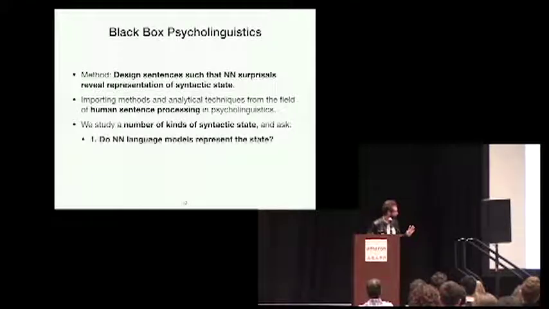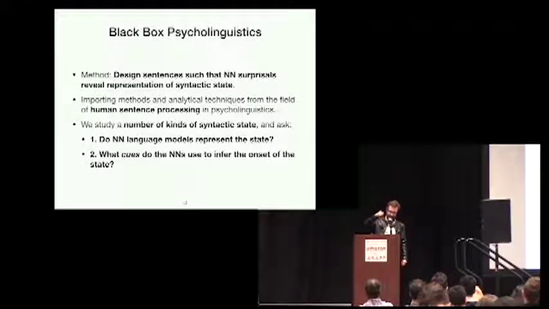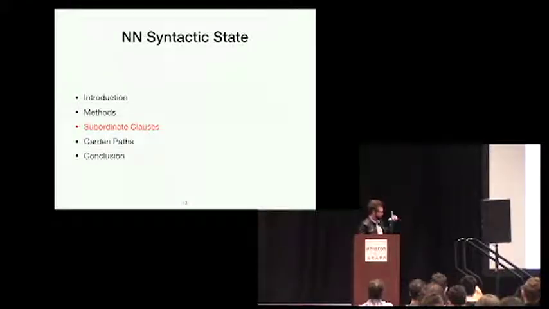I'm only going to be presenting a subset of the constructions that we've looked at, for time reasons. I'm presenting 2 of the ones that I find most interesting in the paper. There are many more. We're asking 2 fundamental questions. Do the neural networks represent the syntactic state required for these constructions at all? And number 2, what particular cues do they use to say, aha, I need to start this particular state, like, I'm in a prepositional phrase right now? How do they figure that out? What cues do they look at? Good. So now we're going to be looking at 2 phenomena, subordinate clauses and garden paths.